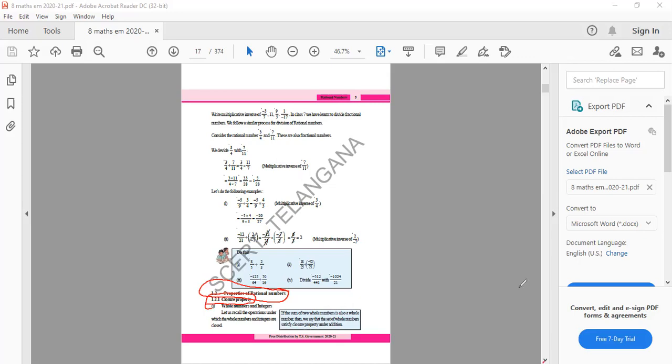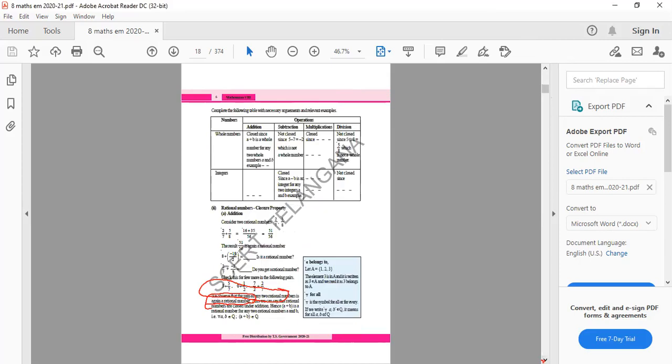I'll go to the next page. What is the closure property? Then you need to understand very clearly. Closure property means A plus B is equal to B plus A, nothing but B plus A. It means I can write 2 plus 3 and this I can write as 3 plus 2. Example I am telling.